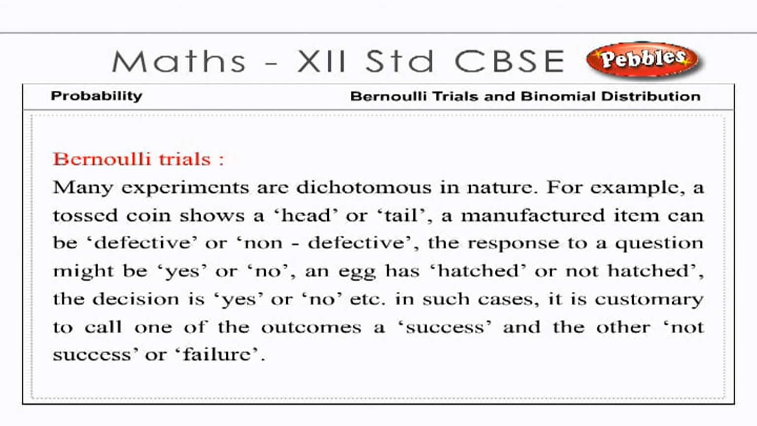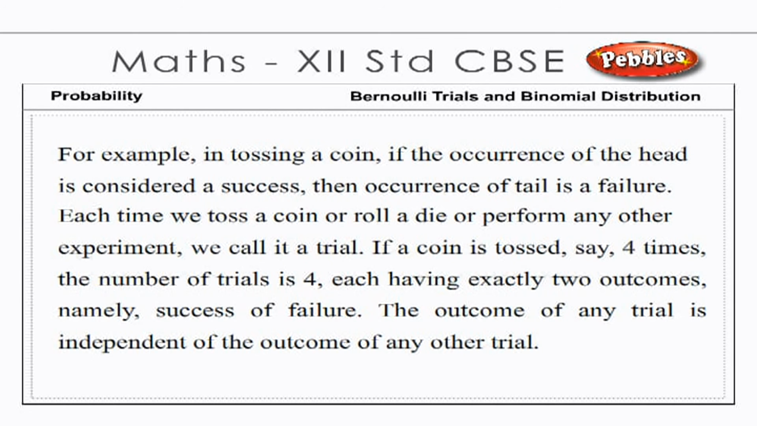In such cases, it is customary to call one of the outcomes a success and the other not success or failure. For example, in tossing a coin, if the occurrence of the head is considered a success, then the occurrence of tail is a failure.